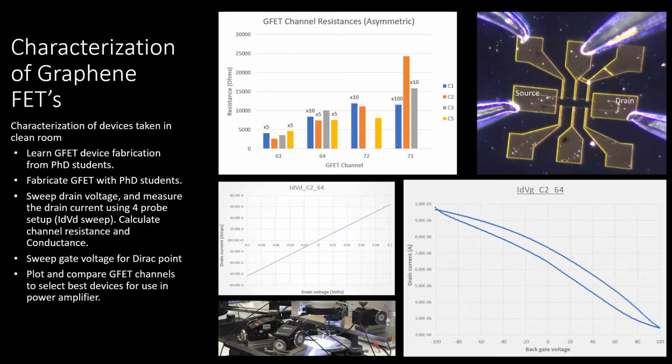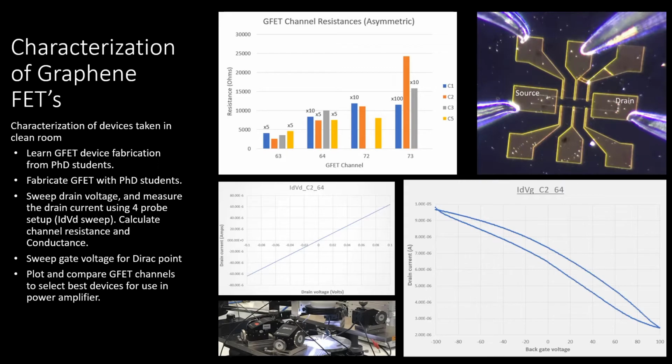Each device tested would first have a drain current to drain voltage, also known as an ID/VD test, performed to assess its validity as a device, as well as to get results for the resistance and conductance of the channel. This was a simple voltage sweep along the source and drain contacts.